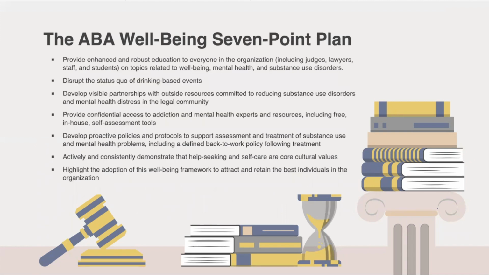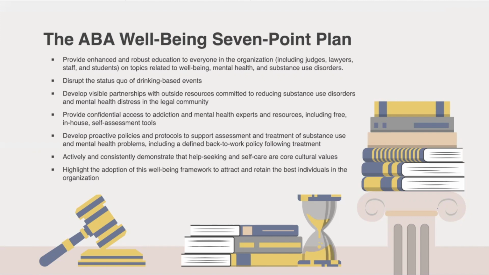The 7-point plan includes providing enhanced and robust education to everyone in the organization, including judges, lawyers, staff, and students, on topics related to well-being, mental health, and substance use disorders. The second is disrupting the status quo of drinking-based events, whether this be in law school or in legal career offices. The third is developing visible partnerships with outside resources committed to reducing substance use disorders and mental health distress in the legal community.